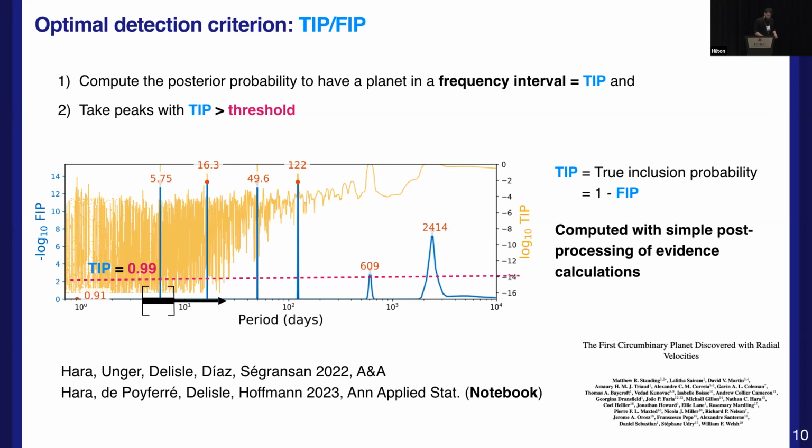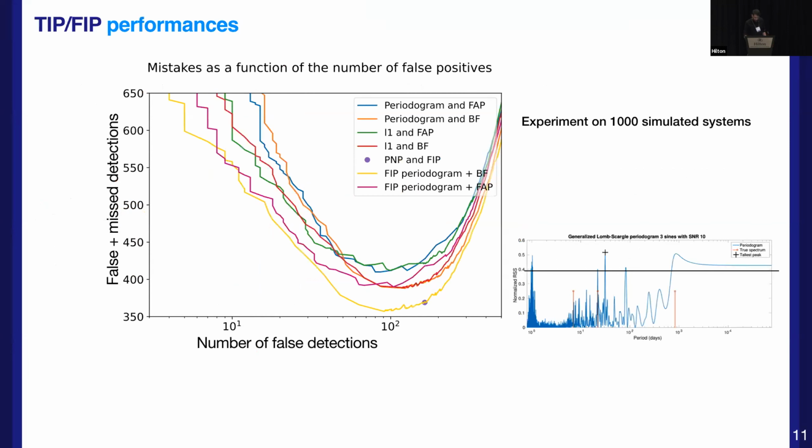So if you want all the details of how you can compute this, in particular in this reference, there is a link to a notebook, and you'll see it's fairly easy once you know how to compute the evidence and the posterior probability, which is the hard part. And it's been used, for example, in the detection of the first circumbinary planet detected with.